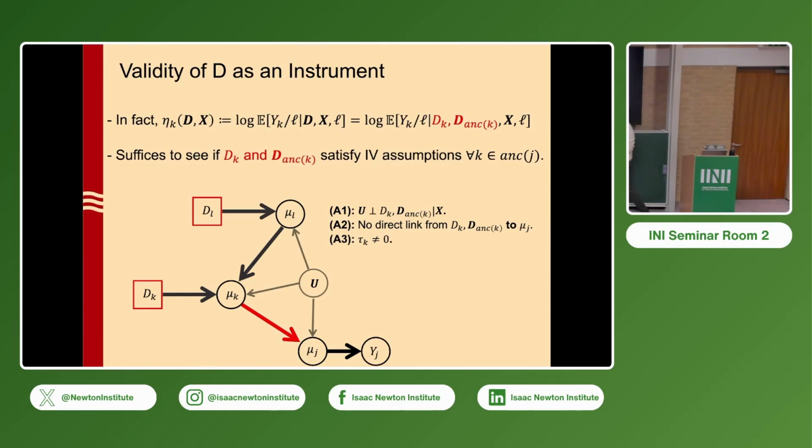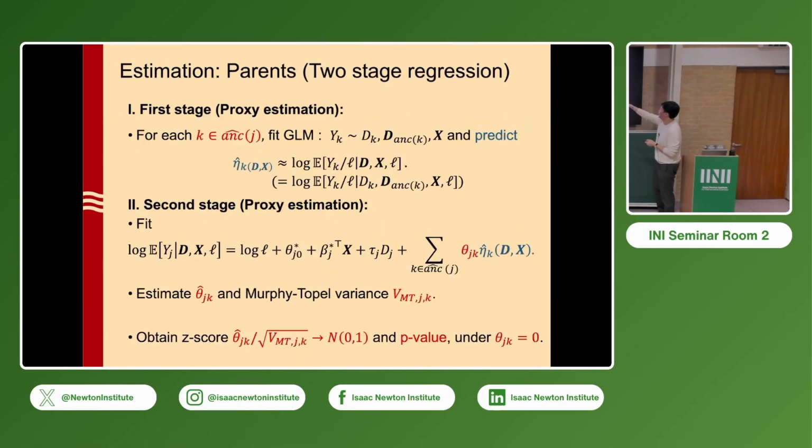And third is that this should have a direct effect on this gene that we intervene on. That's already assumed in our method. So these validity assumptions for a valid instrument are all met in this regression. So that's how we estimate the parents.